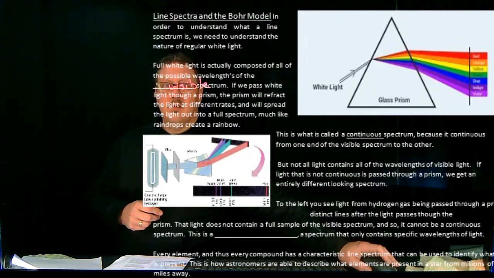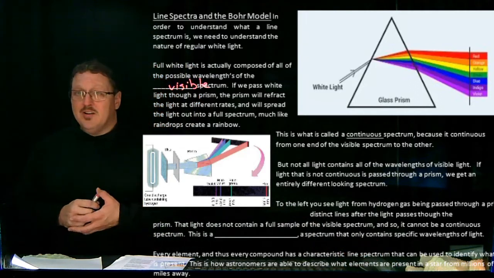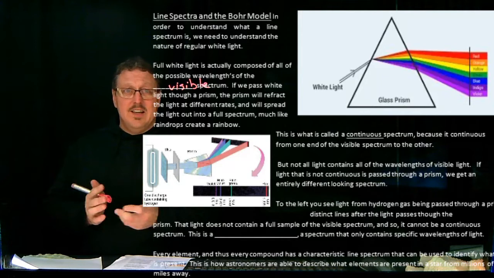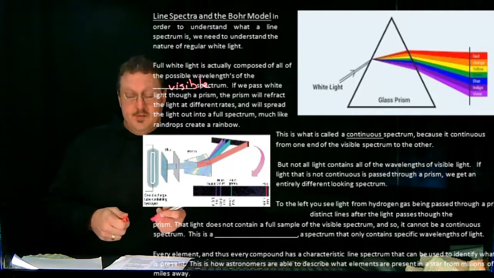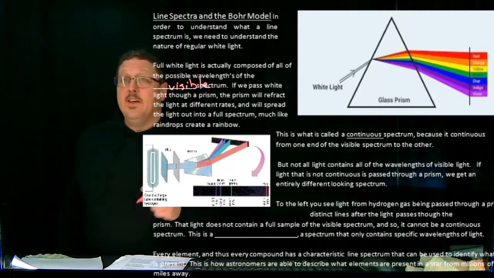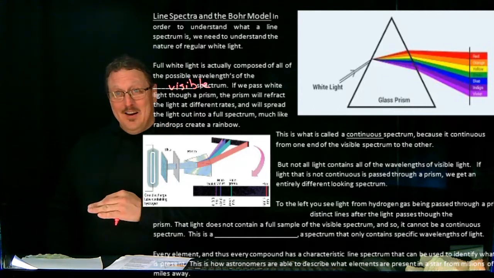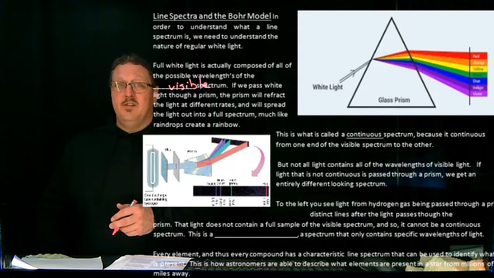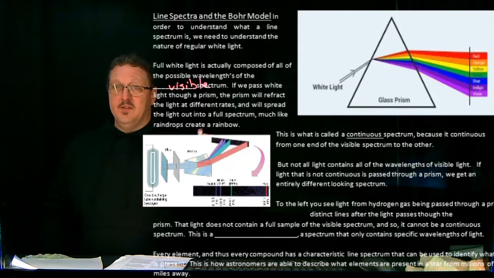Now, not all light contains all the wavelengths of visible light. If light that does not contain all of this different spectrum of light is passed through a prism, we get an entirely different looking spectrum. And so that's what this is right here.